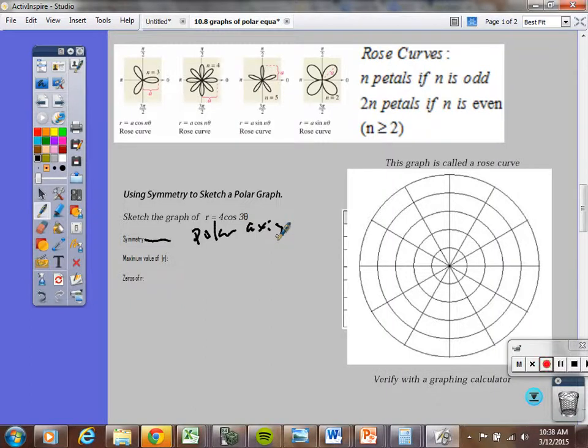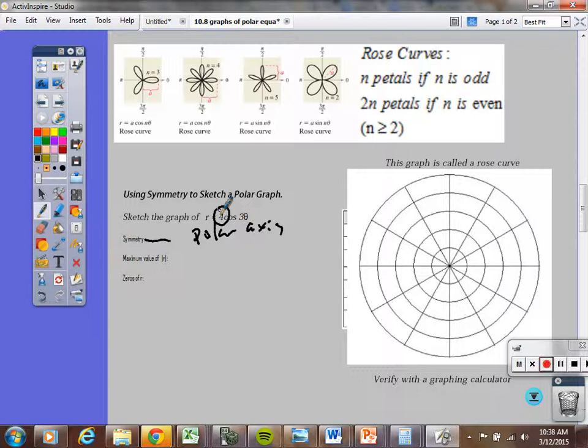Okay? Now, it asks you, what value of theta gives me a maximum value of r? Well, our maximum value of r will be 4, because cosine is going to be 1, correct? The highest it'll ever be is 1. 1 times 4 gives us the highest value of 4. That makes sense, doesn't it?